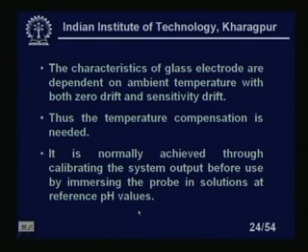It is normally achieved by calibrating the system output before use by immersing the probe in a solution at a reference pH value. That is a very interesting thing, because if I have solutions of known pH, I can insert the probe and make the necessary corrections, or I can have a temperature compensation scheme by which I can make the correction. For example, I know the pH is supposed to be 4, now it is coming 4.2, and accordingly I can make the corrections, because this 4.2 is due to the temperature change. So that can be corrected for any unknown measured value of pH.